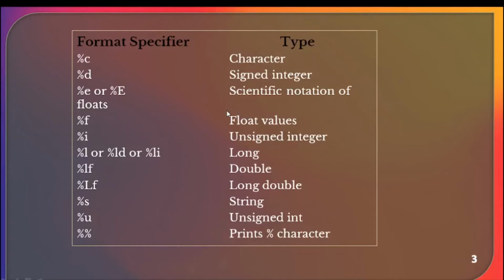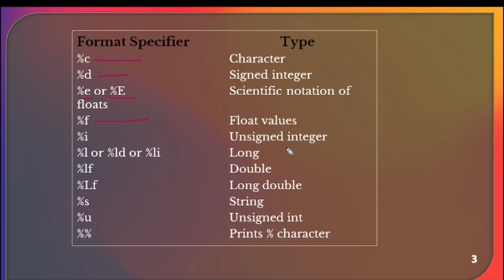Different format specifiers which can be used in the input and output functions of the C programming language are in this list. For the character type, we can use %c. For the signed integer, you can use %d. For the scientific notation of a float, you can use %e or %E, either small or capital. For float values, we can use %f.